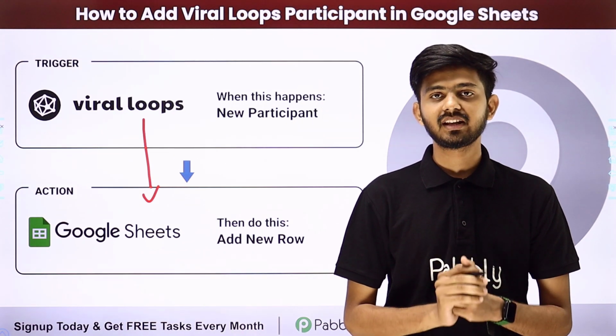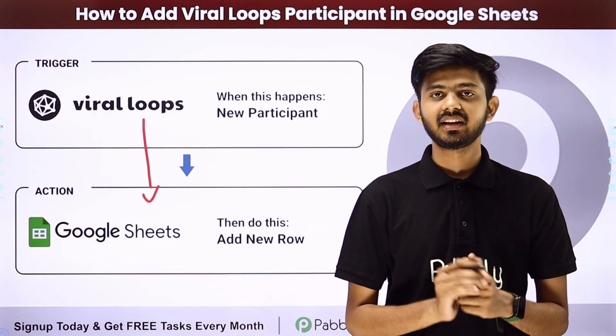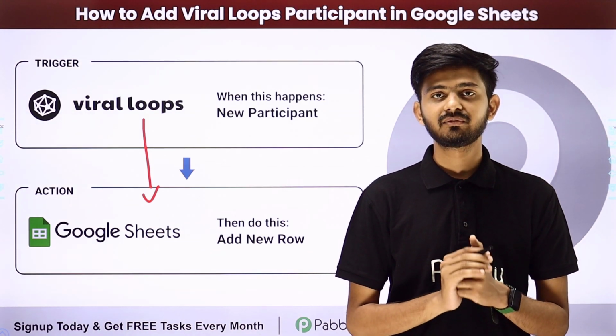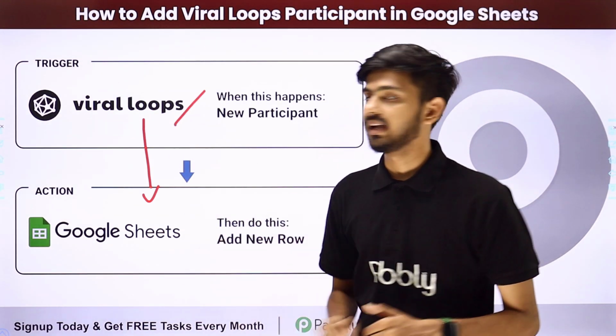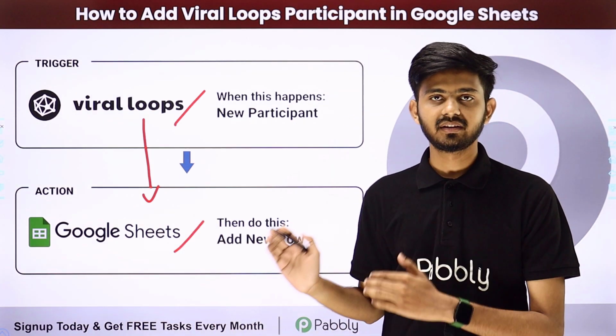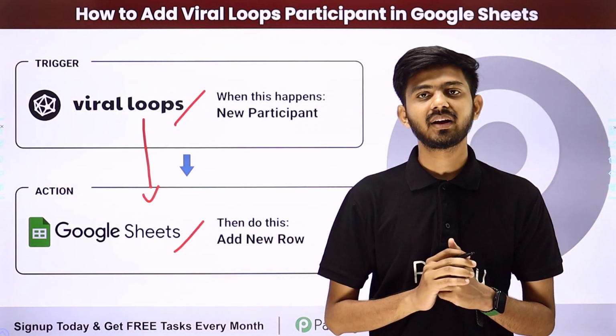Pabbly Connect is an amazing software for automation and integration. In Pabbly Connect, we are going to use triggers and actions. In the trigger application, we will be using Viral Loops. In the action application, we will be using Google Sheets. How am I going to create this integration? For that, let me take you to my computer screen.